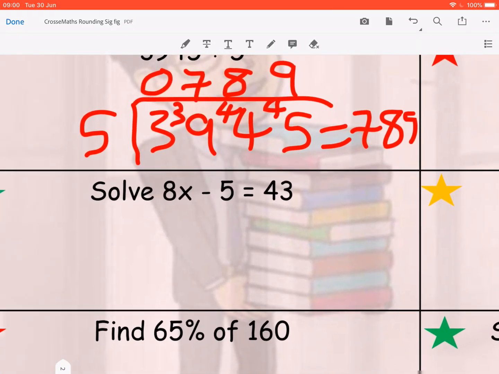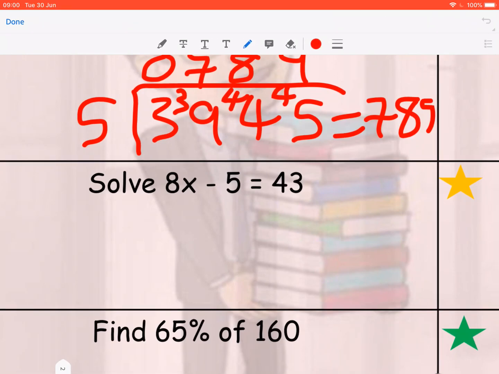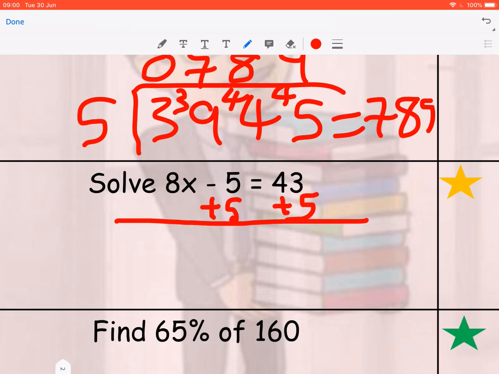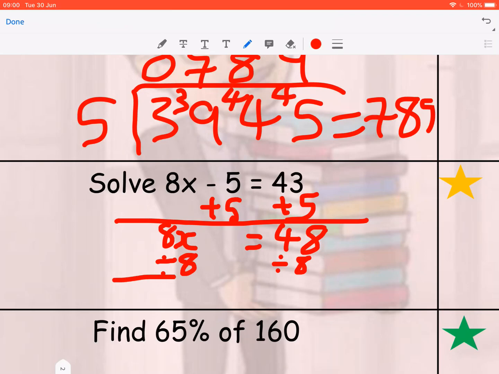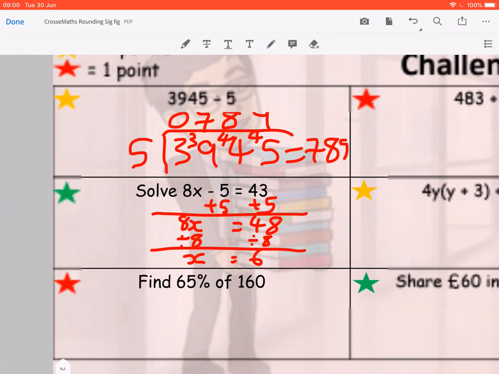Right then guys, solving equations. 8x minus 5 equals 43. Same thing every single time, we're solving equations. We want to get rid of that minus 5 on the end. So what I'm going to do, I'm going to add 5 to both sides. 8x moves straight down. Minus 5 plus 5 makes nothing. 43 plus 5 is 48. Now I want to get x on its own, so I'm going to divide by 8 to both sides. 8x divided by 8 is 1x. 48 divided by 8 just gives me 6. So my answer is x equals 6.